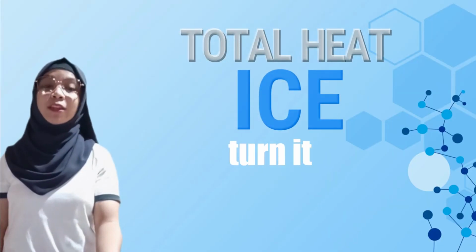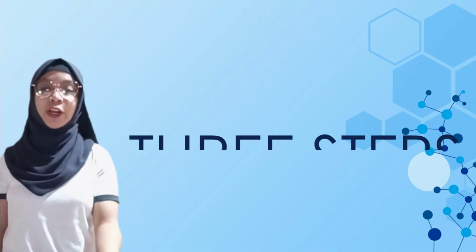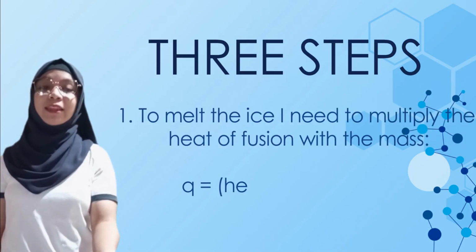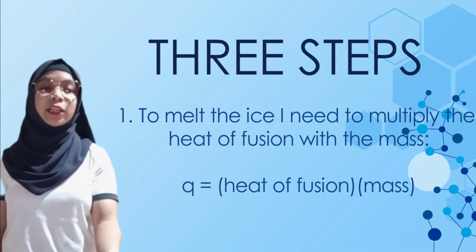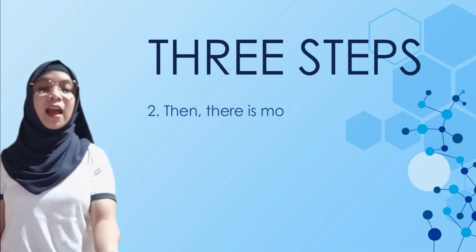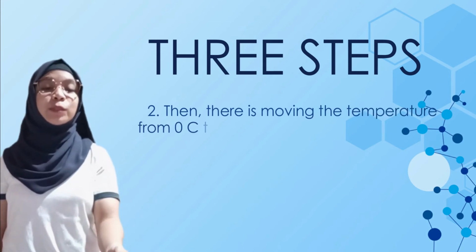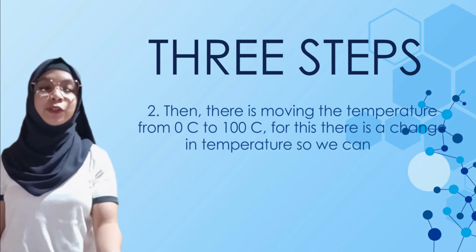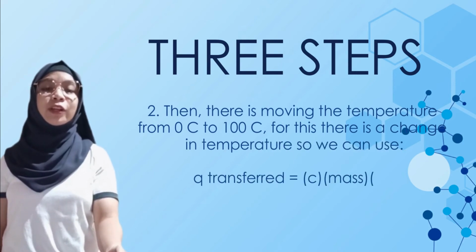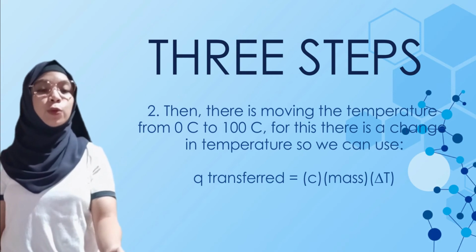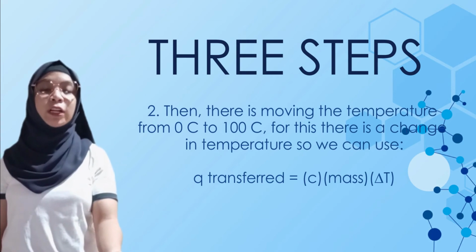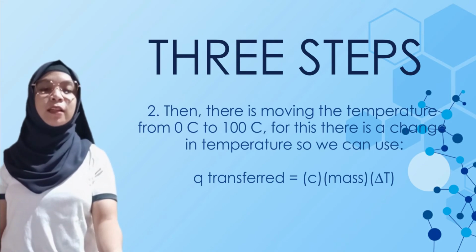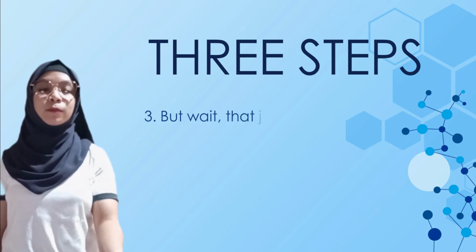So, if I want the total heat to take ice and turn it to steam, I need 3 steps. First step, to melt the ice, I need to multiply the heat of fusion with the mass. Second, there is moving the temperature from 0 degrees Celsius to 100 degrees Celsius. For this, there is a change in temperature, so we can use: the amount of heat transferred is equal to the specific heat of the substance times the mass of the substance times the change in temperature.